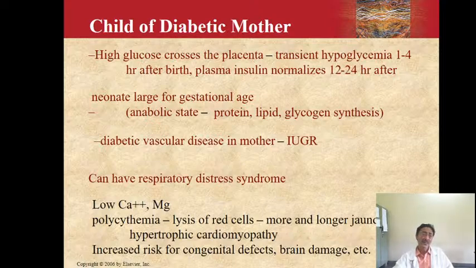The other features seen in the child of a diabetic mother are a low concentration of calcium and a low concentration of magnesium. Polycythemia will be there initially, so the RBC count is increased. After delivery, when the child is born, there is increased lysis of the RBCs because the RBC count is high. When more lysis of RBCs takes place, there is hyperbilirubinemia, which may persist for a little longer time. And in children of diabetic mothers, there is an increased risk of congenital defects and brain damage.